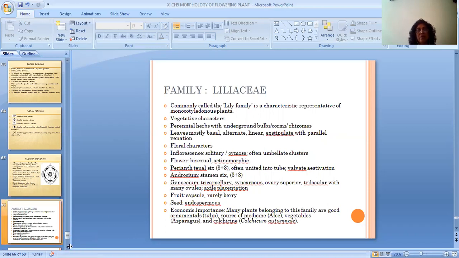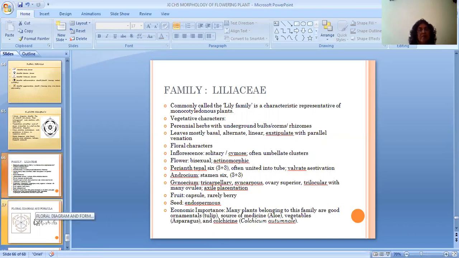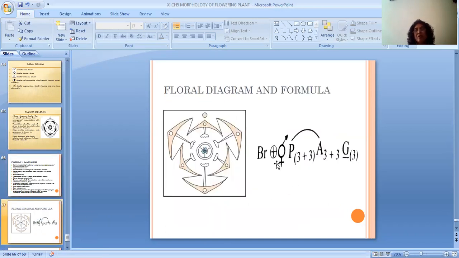Now let's see the floral diagram and floral formula. See, in the floral formula, you can see it's bracteate. This is actinomorphic, bisexual. It has perianth 3 plus 3, and it is fused because it is put in a bracket. If you see the diagram, there are 6 tepals in 2 rows, 3 on the outer side, 3 on the inner side, and all are joined with each other.